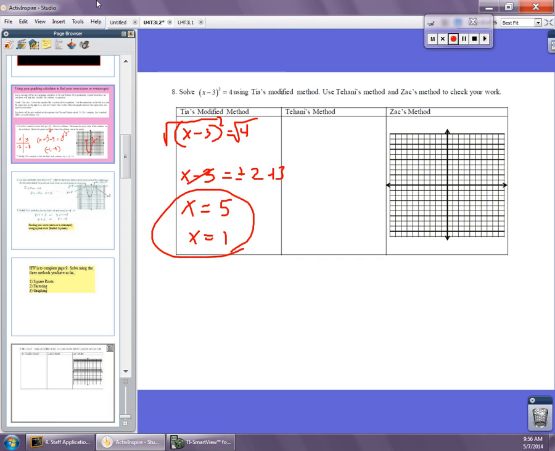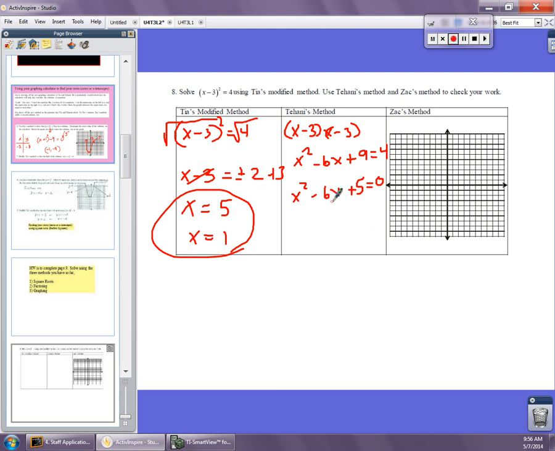Now, Tahani's method is to move the 4 over and then refactor. So watch what we do here. First of all, let's do x minus 3 times x minus 3, which gets you x squared minus 6x plus 9, because -3 times -3. The -6x comes from -3x plus -3x. But this equals 4. So now we have to move the 4 over by subtracting 4 on both sides. That gets you plus 5.